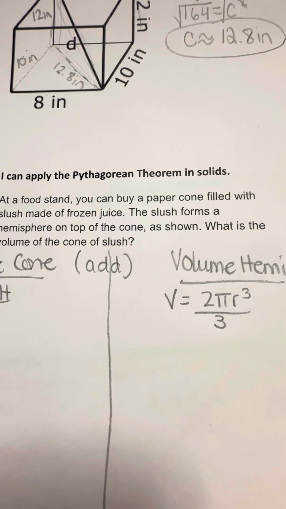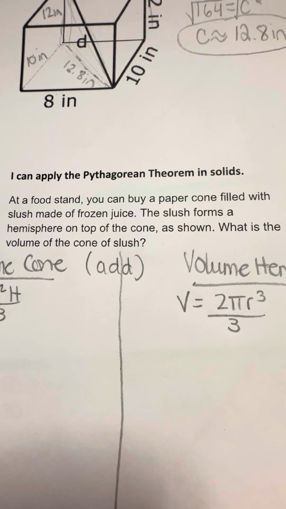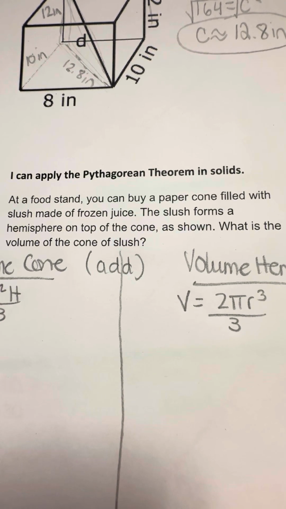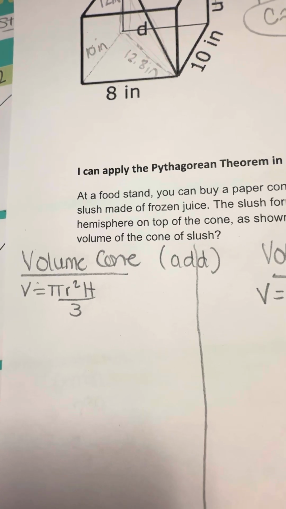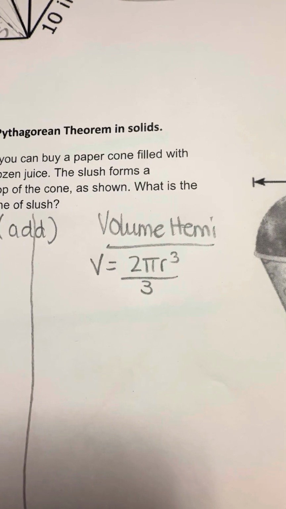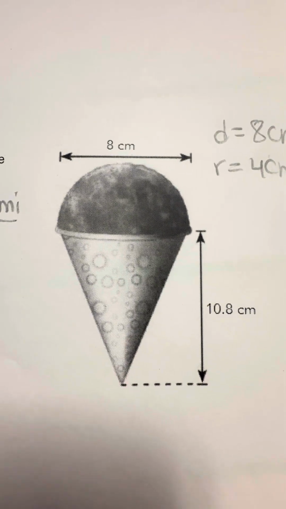We have a paper cone that is filled with slush made by a frozen juice, and the slush forms a hemisphere at the top of the cone. As shown, we're asked to find the volume of the cone and the slush. So I've got the two formulas. We've got the volume of the cone for that side, and over here a hemisphere volume formula, and we're going to add those two together so we can get the total volume.